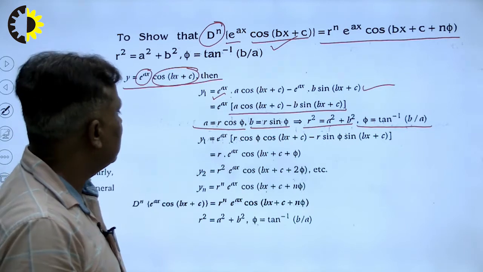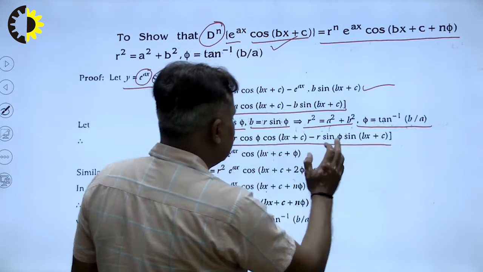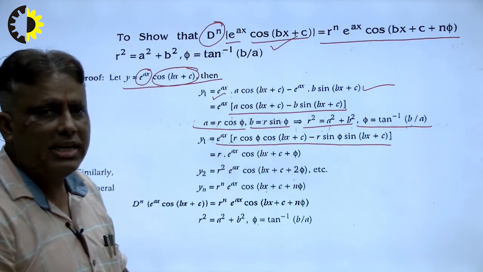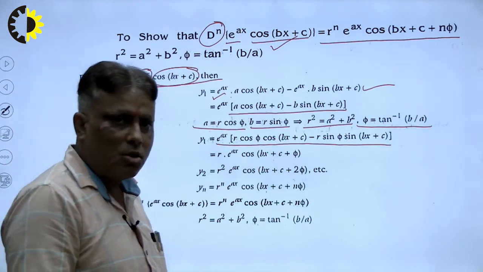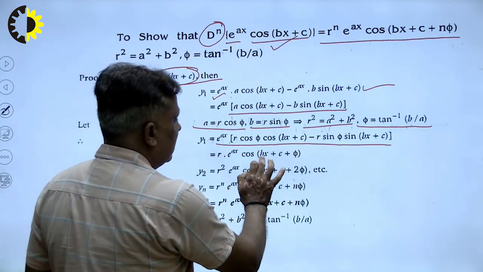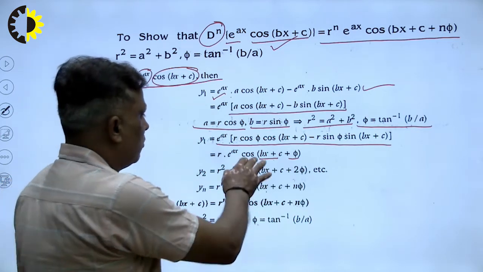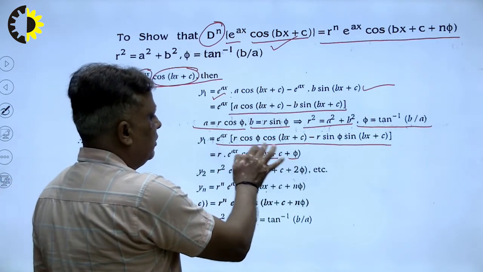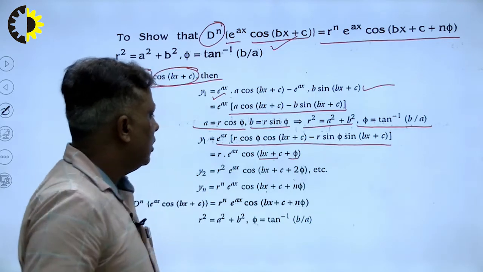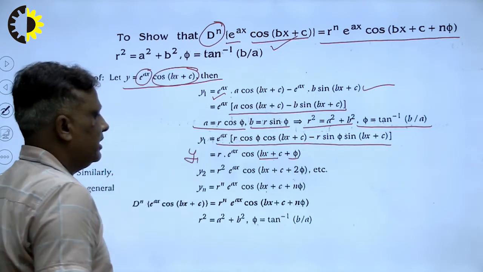So how to solve this problem? Suppose y1 will be this, and this is the formula of cos(a plus b), cos a cos b minus sin a sin b. So suppose I write this is a and this is b. What will be the formula of cos(a plus b)? So cos(bx plus c) into cos phi, and this is right. So the common part is this. So what will be the change in y1 here? We see here this is y1.